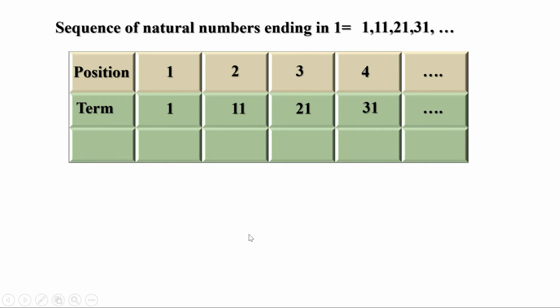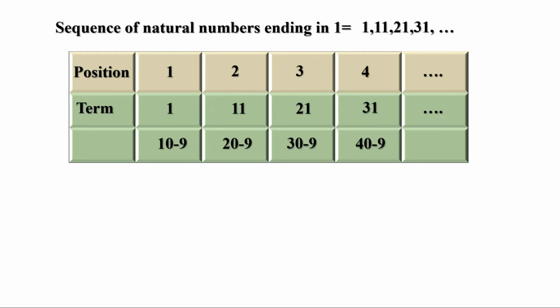10 is the first multiple, so 1 can be written as 10 minus 9. 11 can be written as 20 minus 9. 21 can be written as 30 minus 9. And 31 can be written as 40 minus 9. Now look at each of these.